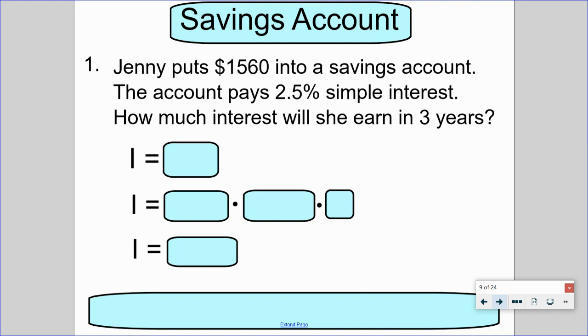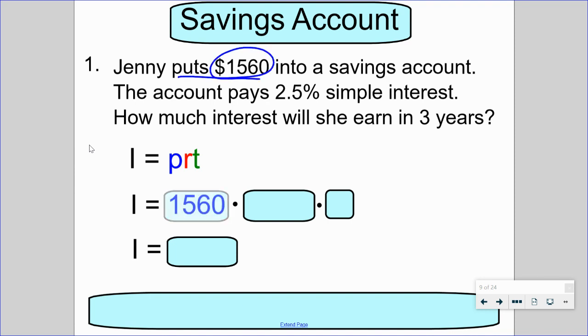Jenny puts $1,560 into a savings account. The account pays 2.5 percent simple interest. How much interest will she earn? All right, so she puts in some money, and she gets to keep a little bit of extra money. What is that interest? First thing I write the equation. Then I go back and I say, all right, 1,560 principal, 2.5%.